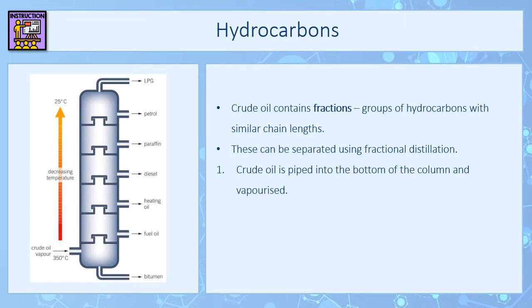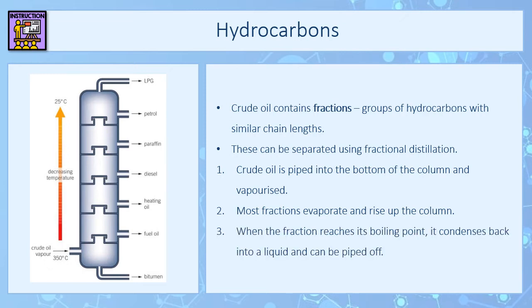Crude oil is piped into the bottom of that column and heated to around 350 degrees. Most of the fractions will evaporate and start to rise up the column because they're now gases. The column is cooler as you move towards the top. So as they rise up the column, eventually the fraction will reach its boiling point. And at that point, it will condense back into a liquid and can be piped off the side.